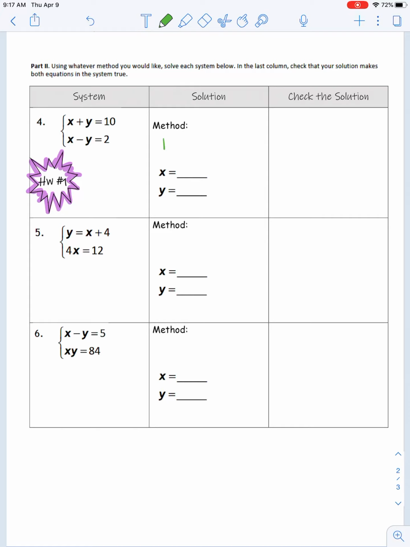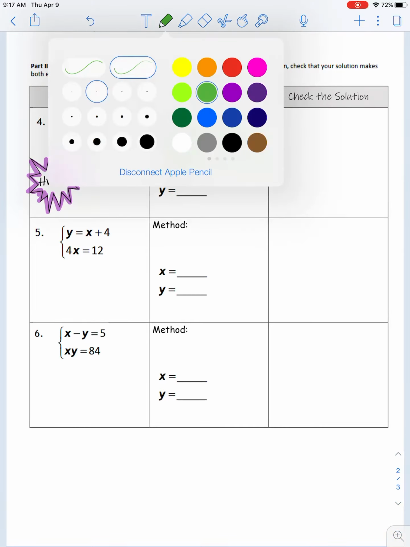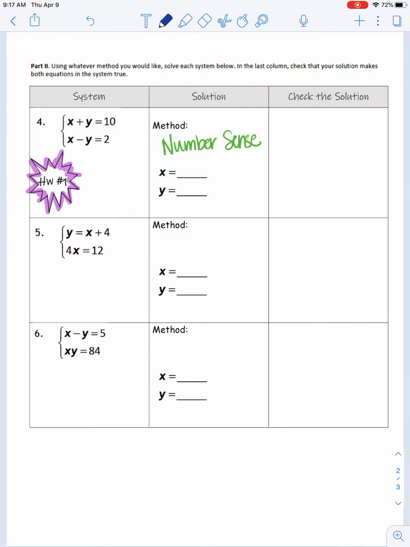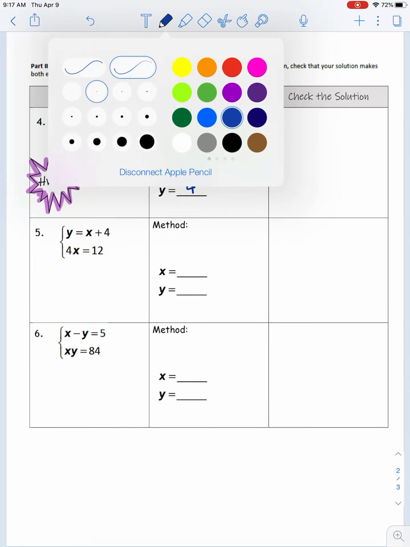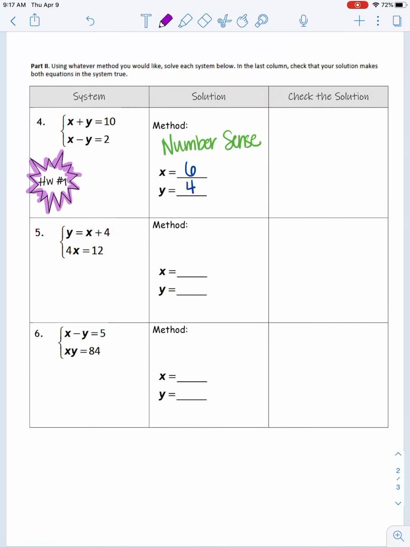Okay, so I can use some number sense here, and I can say, okay, I know that 6 and 4 add to 10. I also know that 6 minus 4 is 2. So I can pretty quickly with number sense think of these 2 numbers. And then you're just being asked to check your solution. So we want to check and make sure that those 2 work.